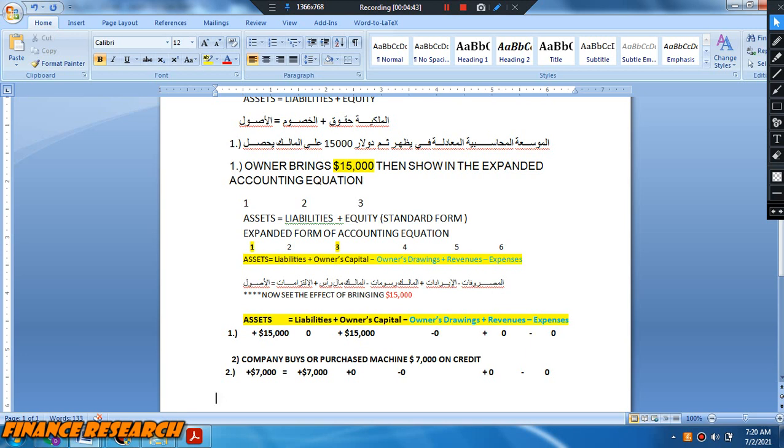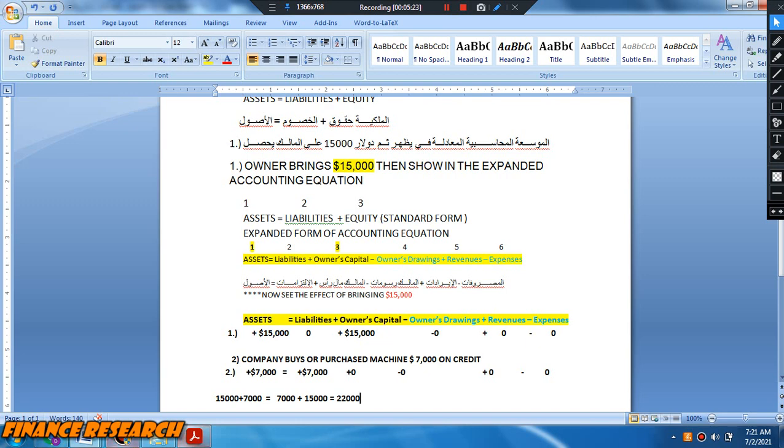You will see here the assets: firstly it was cash and then in the form of the machine. So $15,000 plus $7,000, and equal to liabilities of $7,000 and owner's capital of $15,000. That gives you $22,000 on both sides, so the standard equation is equalized.